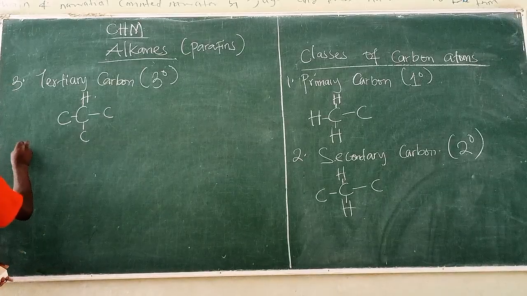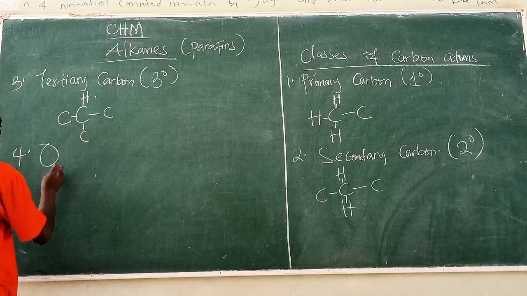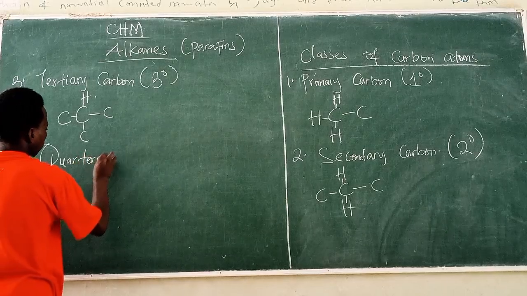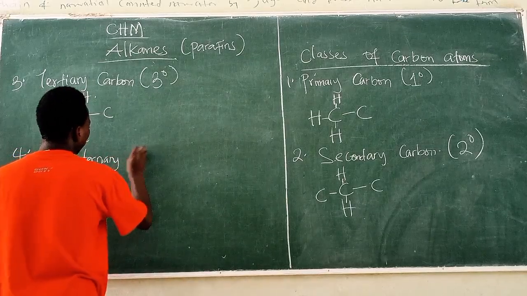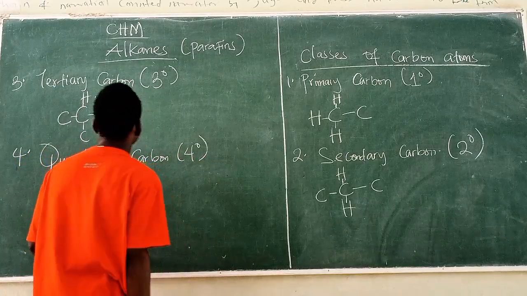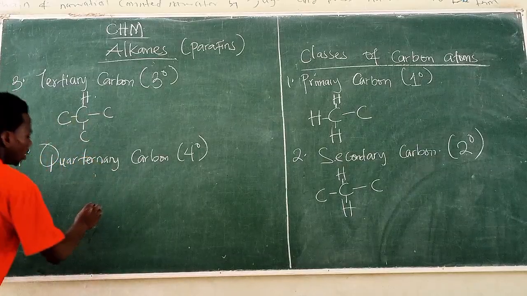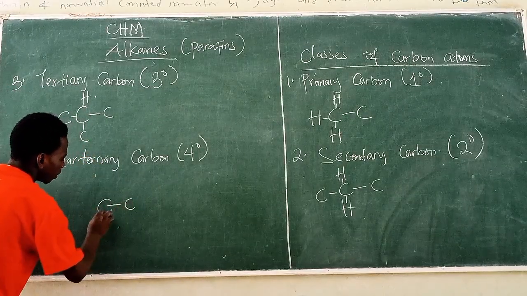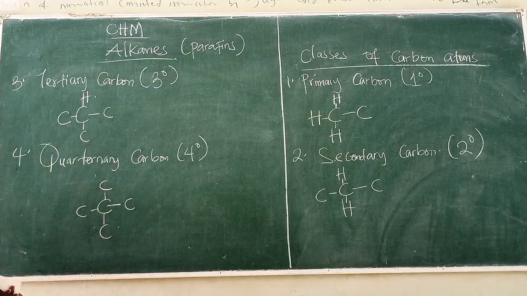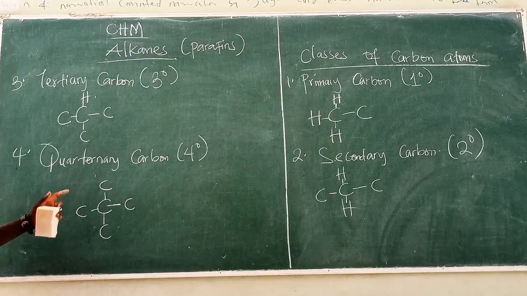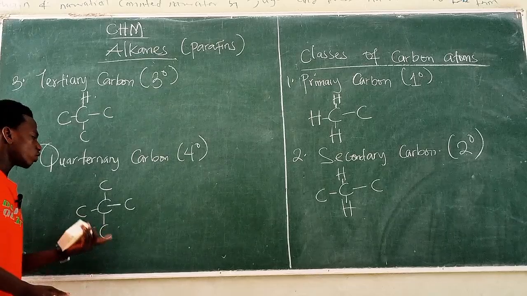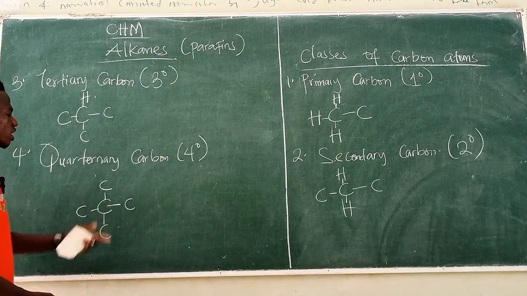So lastly, we'll be looking at the fourth class of carbon, which is known as a quaternary carbon atom, also called a 4-degree carbon atom. So a 4-degree carbon atom is that carbon atom that is bonding to 4 other carbon atoms. Now, this connection makes it impossible for a hydrogen atom to be attached on this particular carbon.